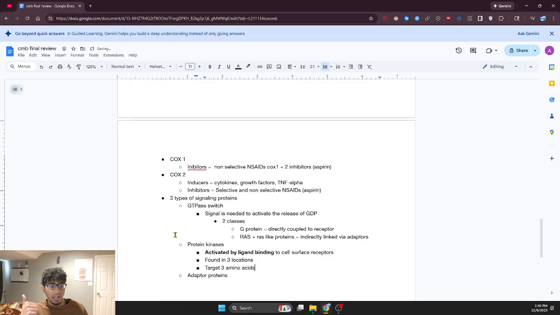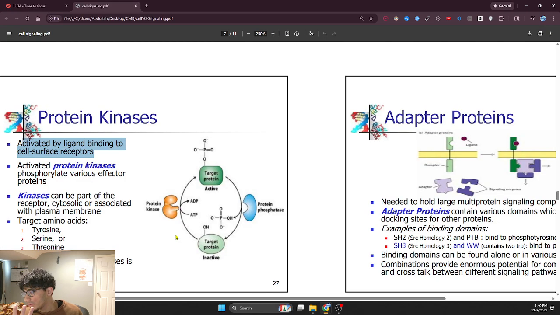Serine, histidine, tyrosine, threonine. Protein phosphatases.